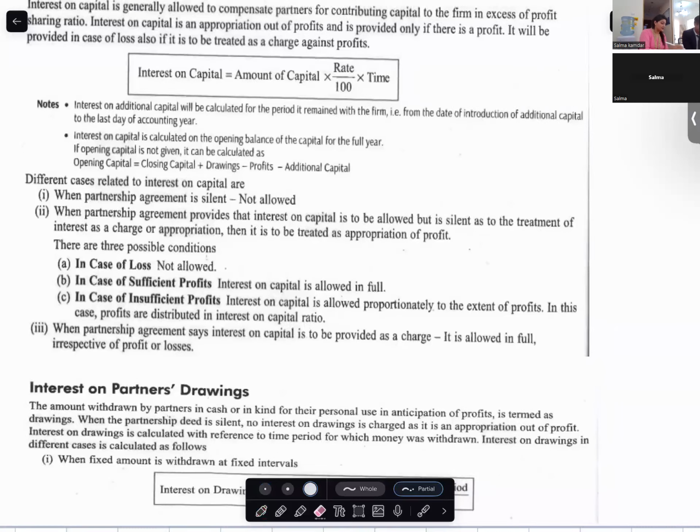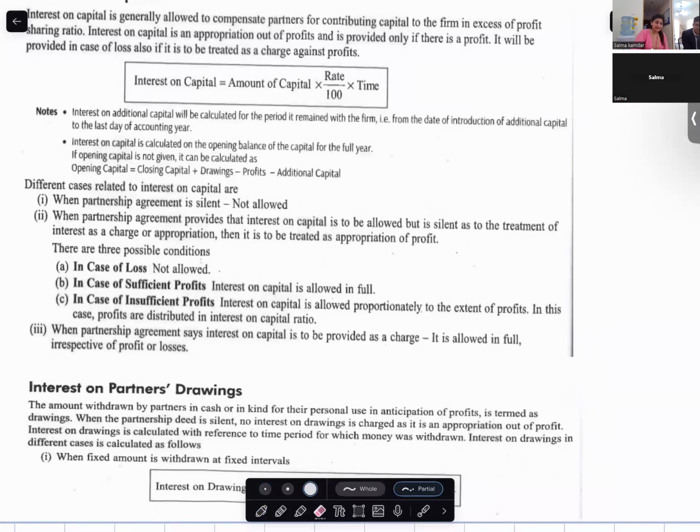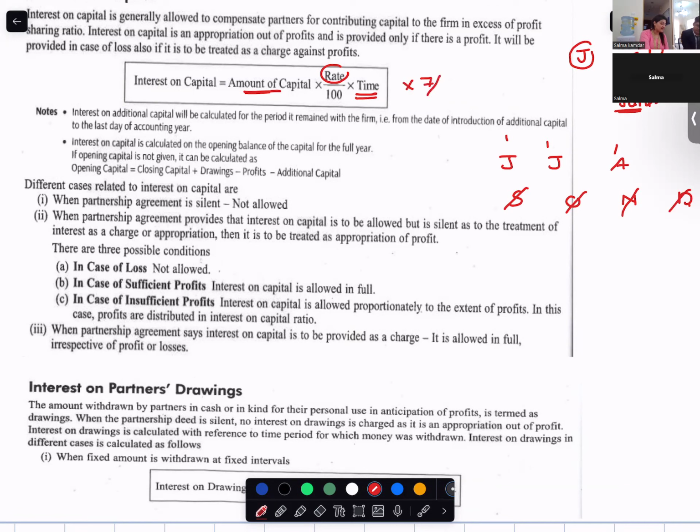How do I calculate interest on capital? Interest on capital is calculated as the amount of capital, into whatever is the rate, divided by 100, into the time period. Suppose your year is starting in January and it is ending in December, and capital is introduced in June. So interest on capital will be given from June to December. That is June, July, August, September, October, November, and December: 1, 2, 3, 4, 5, 6, 7 months. So it will be given for 7 months.